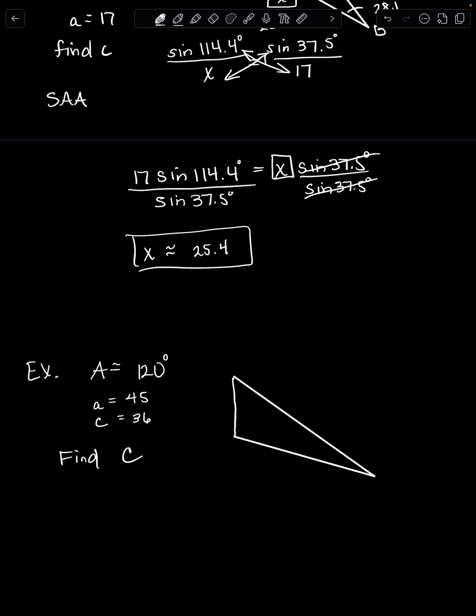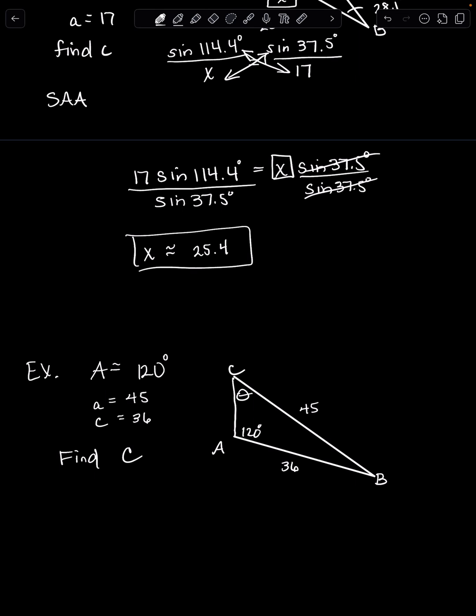All right, so we've got A, B, and C. They give me that angle A is 120 degrees. They give me that side A is 45. They give me that side C, which is across from angle C, is 36. And I am supposed to find angle C, or theta. I'm going to label it theta.